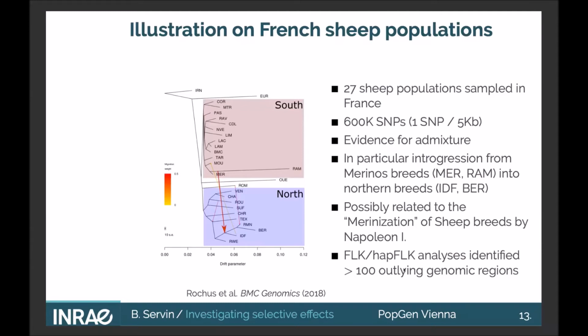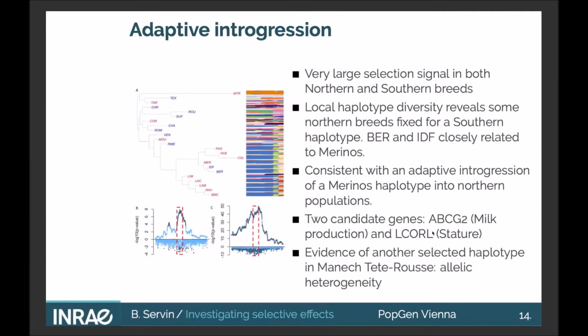Okay, when we analyzed this data to look for selection signatures, we identified more than 100 outlying genomic regions in different places. So I won't go through all of them, of course. But just to say that there is decent power to detect selective events in this population. One of the ones I want to talk about is an example of what we believe would be called, in a fancy manner, an adaptive introgression.